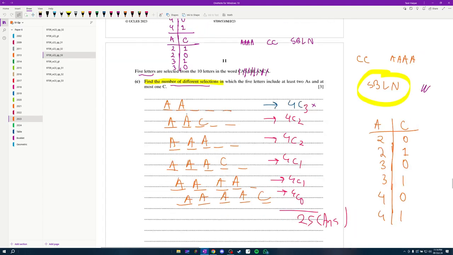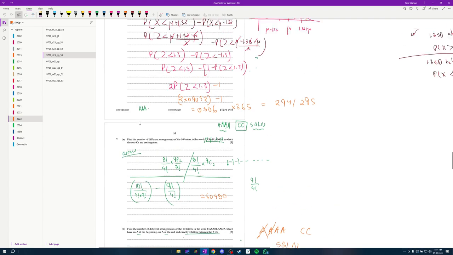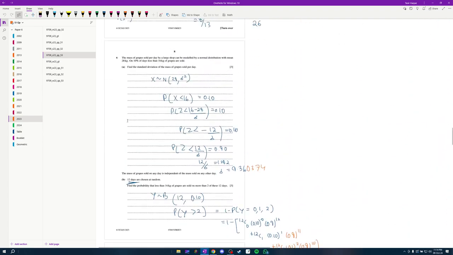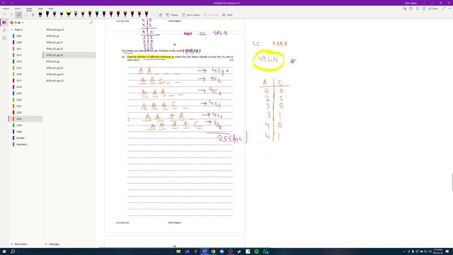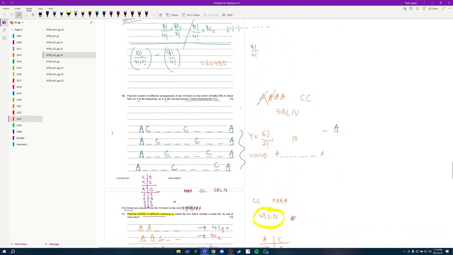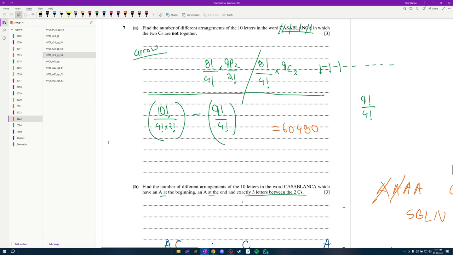Moving on to May June 23, paper 5-3. So Casablanca. Find the number of different arrangements of the 10 letters in the word Casablanca in which the 2 C's are not together. Okay. So they're not next to each other basically.